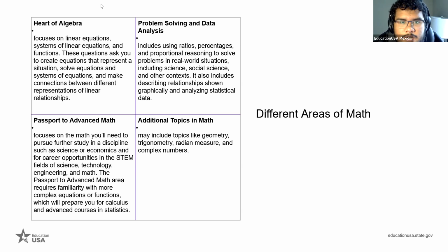So yeah. The next section that is tested on the SAT is problem solving and data analysis. This involves using ratios, percentages, and proportional reasoning to solve problems in real-world situations, including science, social science, and other contexts. And it also includes describing relationships shown graphically and analyzing statistical data.